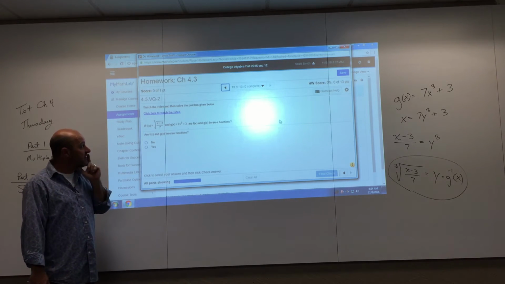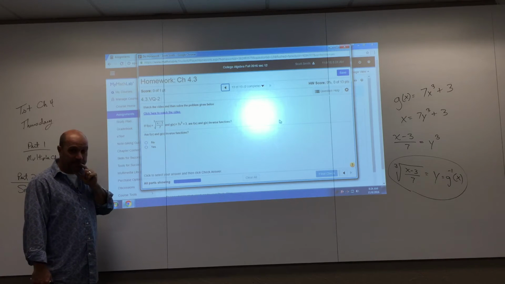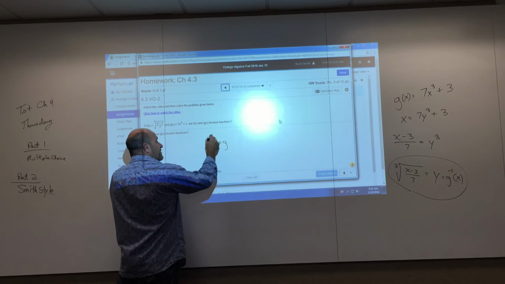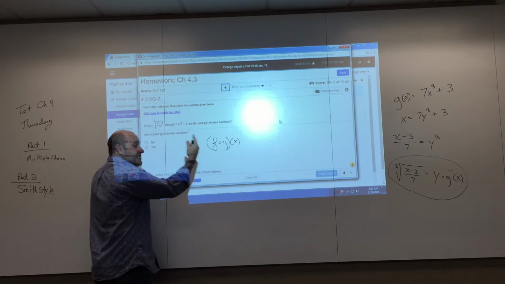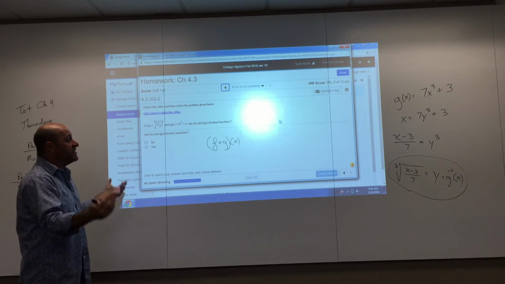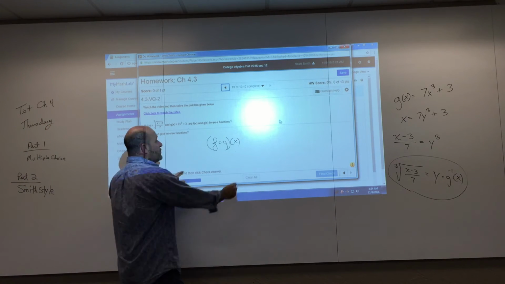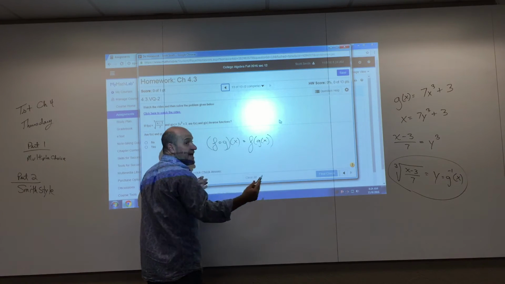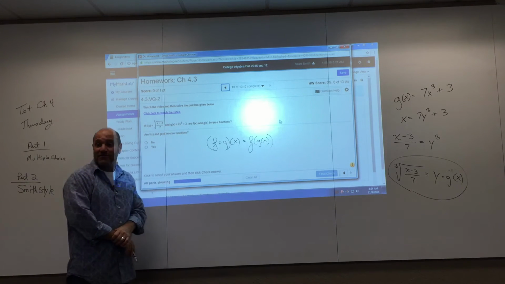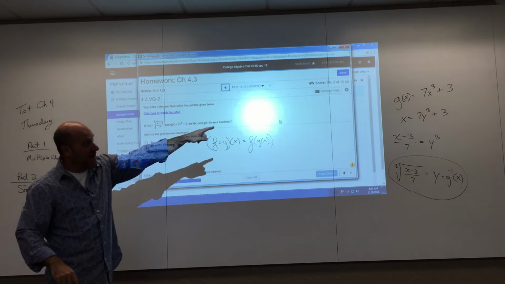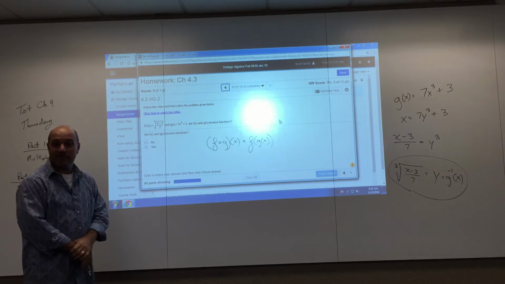Do you know the other way to prove it? If you compose them, which is in section 4.2, if you compose them, they should cancel each other out. In other words, if you do f of g of x, you should get x. So you could try that. Maybe that's more work, though. Maybe that's why I went that route. Maybe that was smarter and easier.